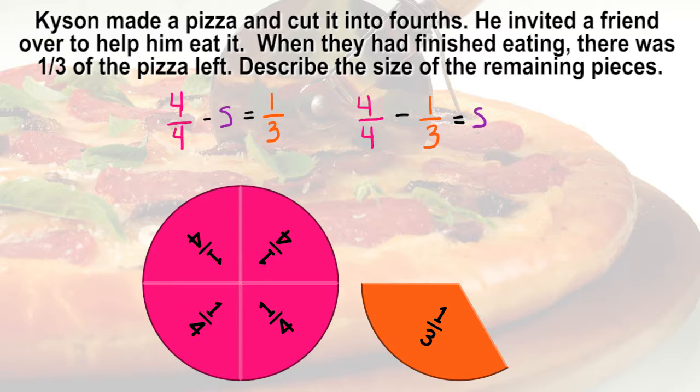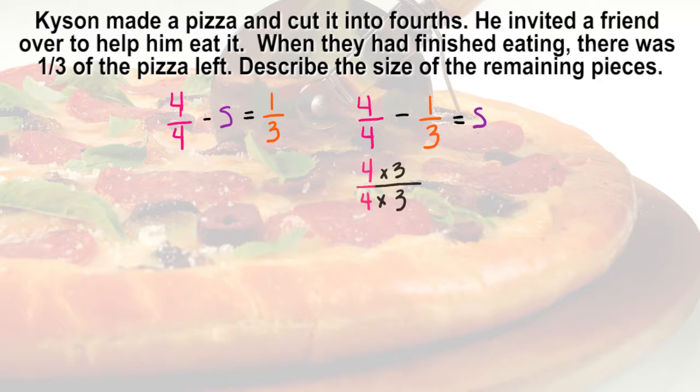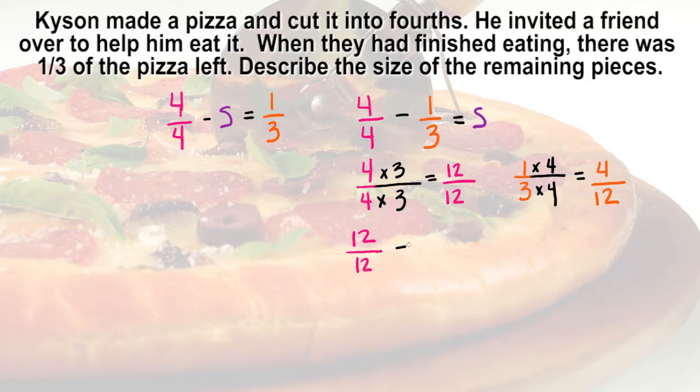In order to subtract, the fractions must be equal-sized pieces, which means they must have common denominators. This can be found by multiplying the denominators together. 4/4 will be multiplied by 3, and 1/3 will be multiplied by 4, for a common denominator of 12. 12 is the common denominator because 3 and 4 are both factors of 12. 4/4 is equivalent to 12/12, and 1/3 is equivalent to 4/12. The new equivalent equation would be 12/12 minus 4/12 equals S.